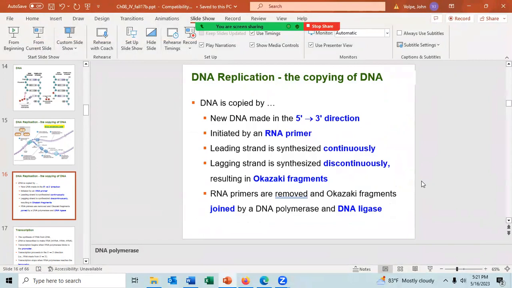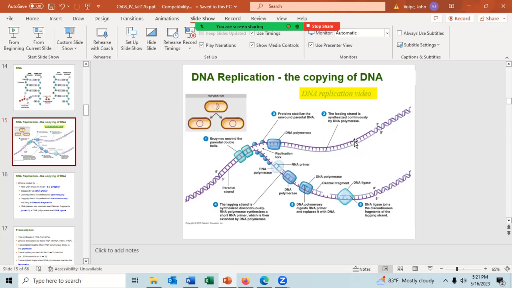So DNA is copied by DNA polymerase, and the DNA is made in the 5' to 3' direction. It is initiated by an RNA primer, meaning you put in a piece of RNA first, but then that's removed and it's filled in eventually with DNA. The leading strand is synthesized continuously because it's running in the correct direction. And so the DNA polymerase can just run down the DNA in the 5' to 3' direction, adding the correct nucleotides. The lagging strand, on the other hand, is not made continuously because the DNA polymerase cannot move down the strand this way.